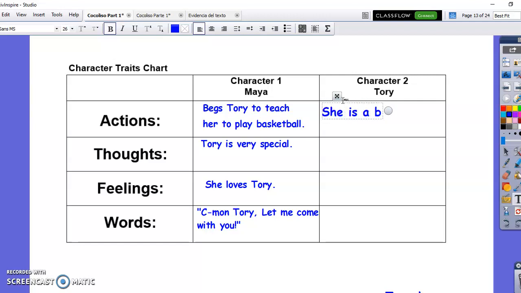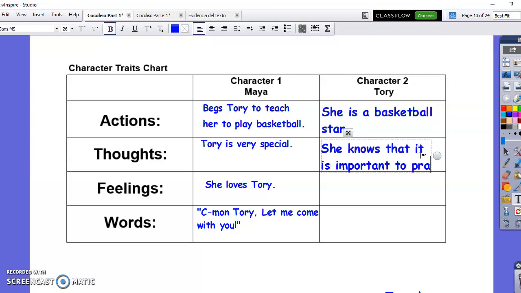She is a basketball star. And since she practices every day here, I'm thinking for thoughts, she knows that it is important to practice.